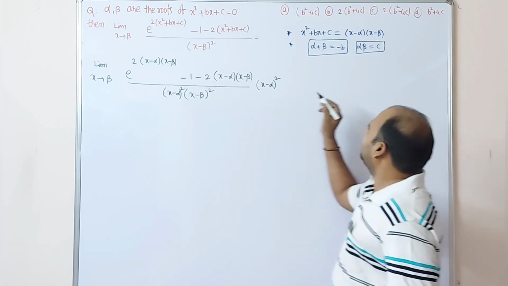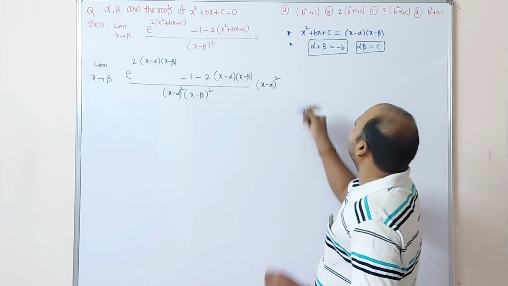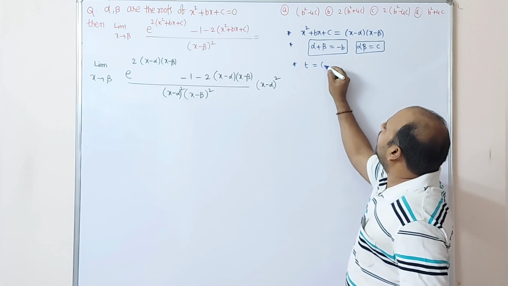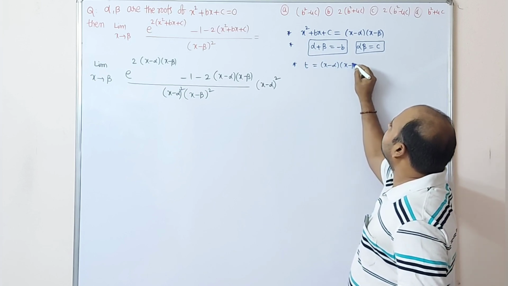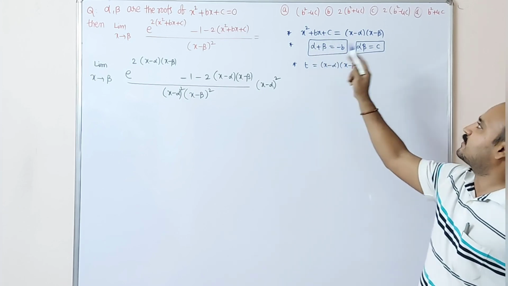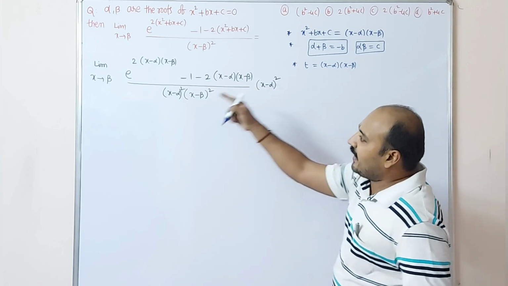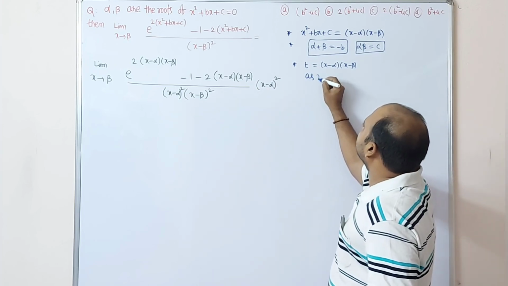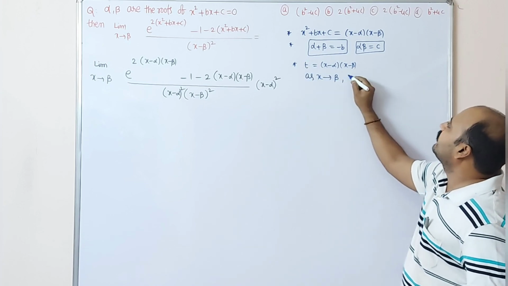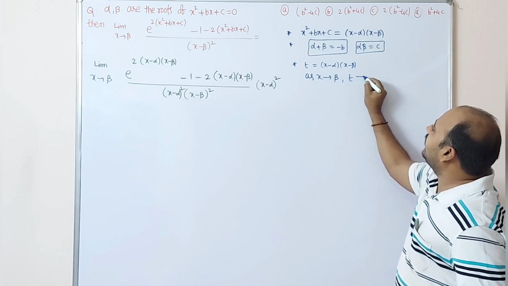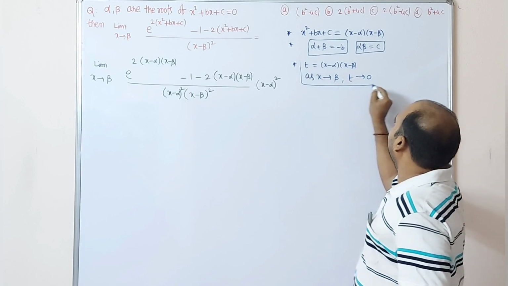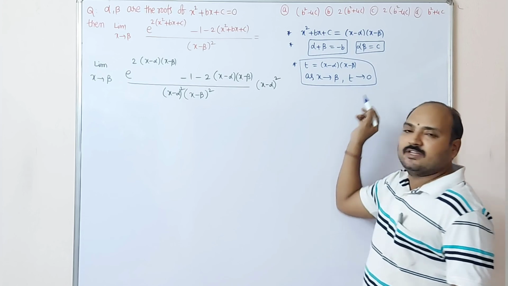So after that we are assuming one more important result here. T is equal to x minus alpha into x minus beta. That means this quadratic expression x square plus bx plus c we are assuming as t. So here, as x tends to beta, substitute x equals beta: beta minus beta is 0, so t tends to 0. As x tends to beta, t tends to 0. This is a very important result.